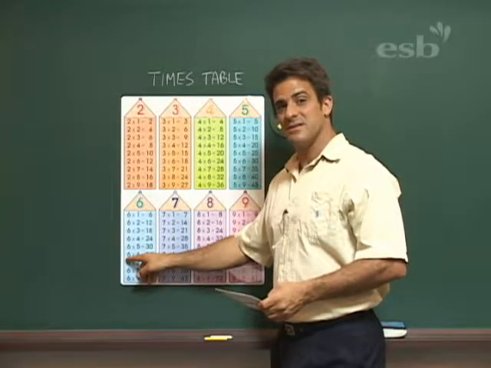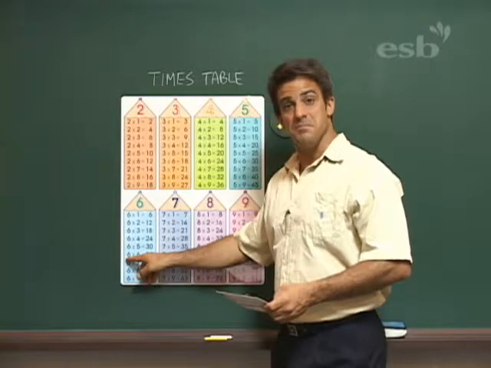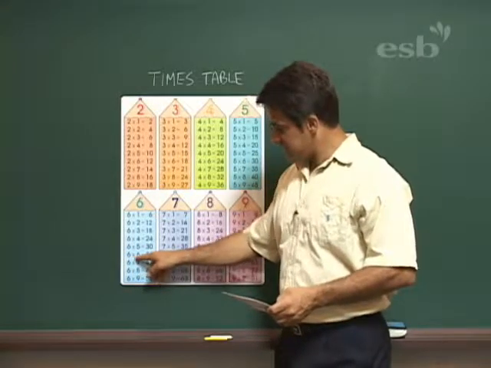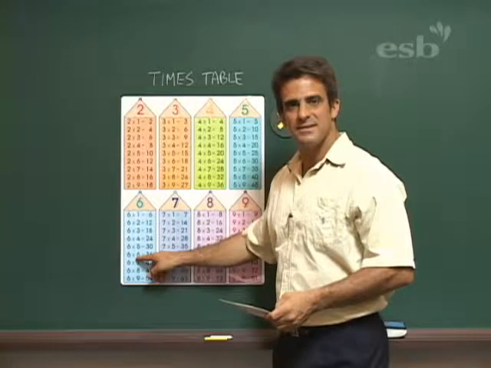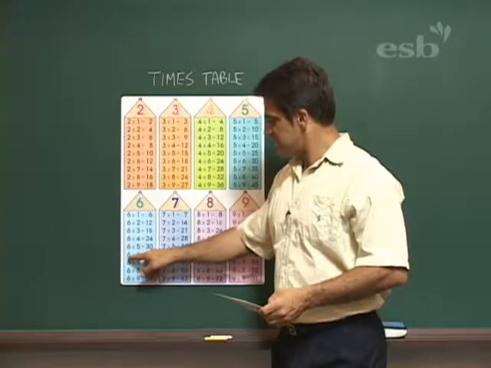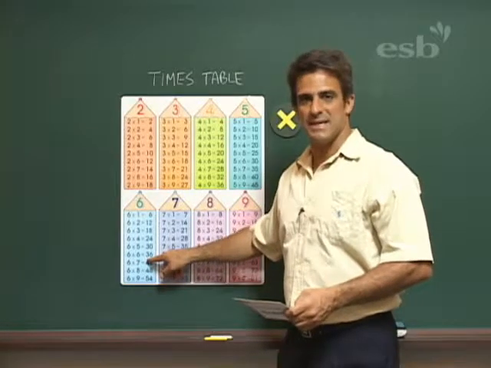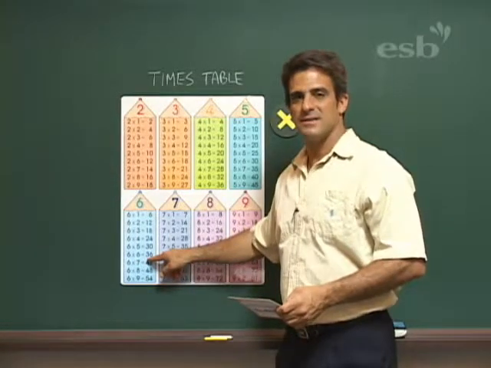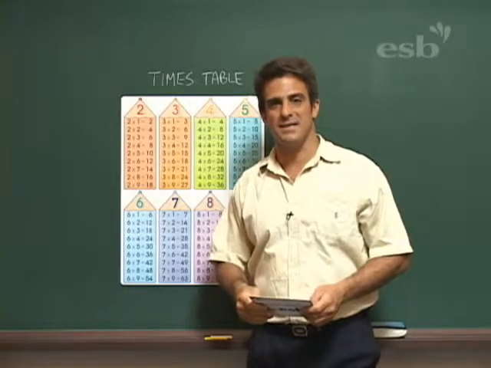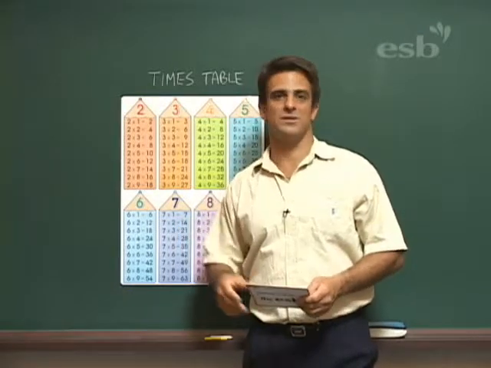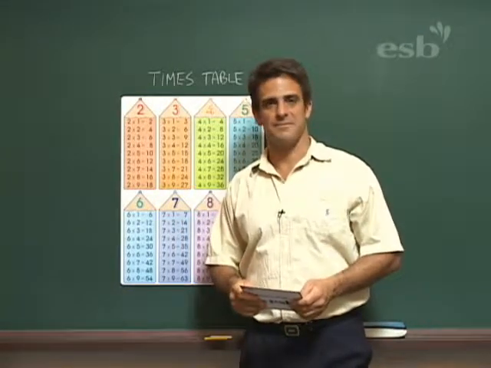6 added together 6 times means 6 times 6. 6 times 6 equals 36. 6 added together 6 times equals 36.